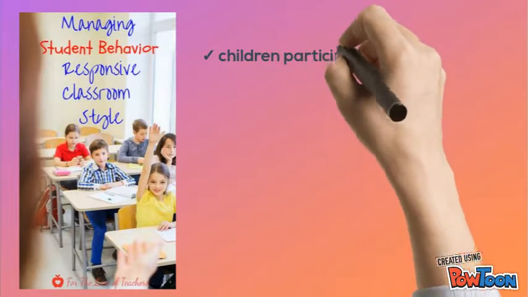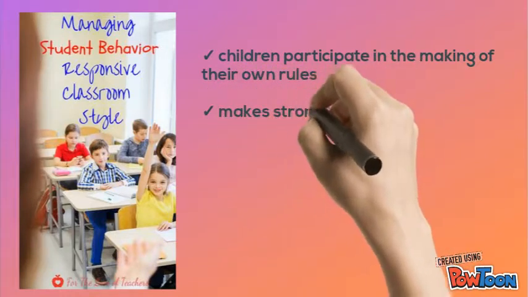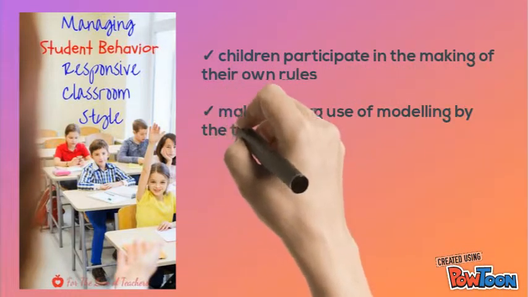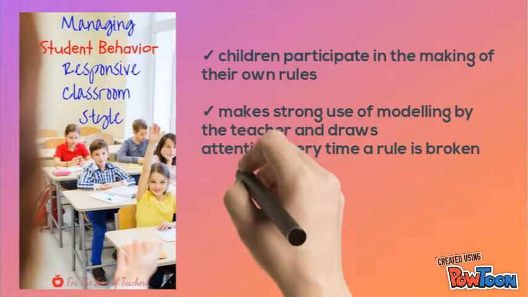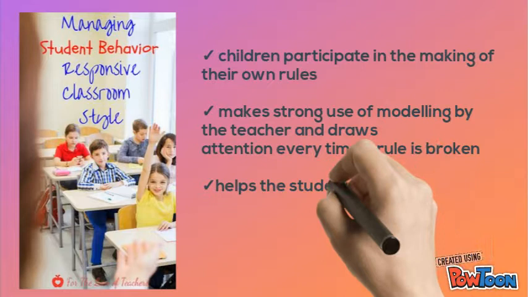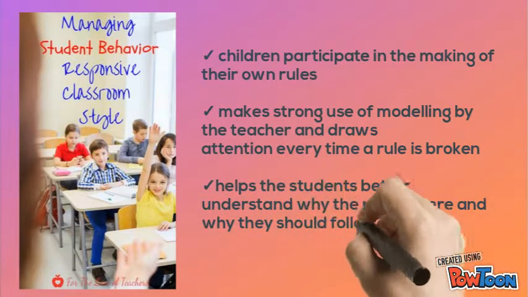A responsive approach has the children participate in the making of their own rules. It also makes strong use of modeling by the teacher and draws attention to the rules that were made as a class every time a rule is broken. This helps the students better understand why the rule is there and why they should follow it for their own well-being and the well-being of their classroom community.